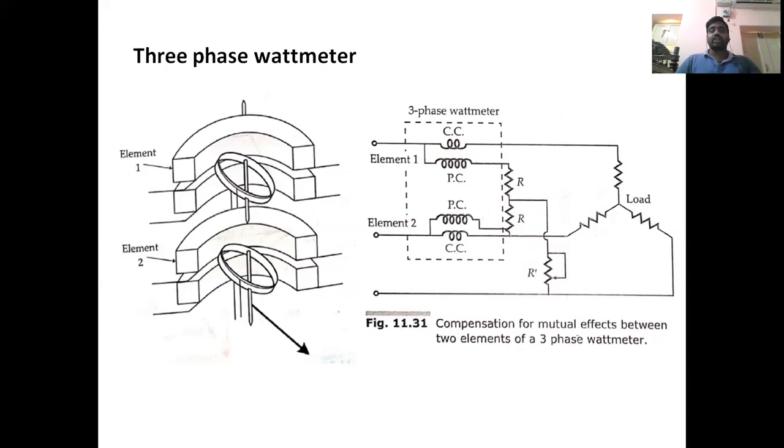So in this discussion of the three-phase wattmeter, we have element one. Element one contains two current coils. This is one current coil, this is one current coil, and this is one moving coil. Okay, and element two contains two current coils. This is one current coil and this is one current coil, and here we have a moving coil. The entire moving coil assembly is connected on a single spindle.